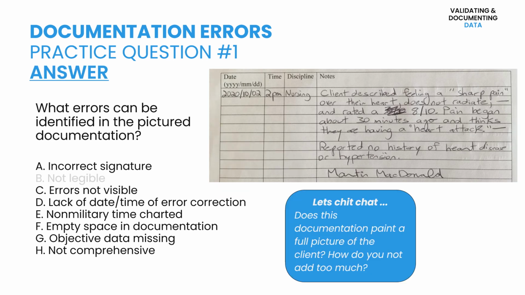So the answers are A, so there's the incorrect signature. We just have a name. We don't know who you are, who is Martin McDonald.